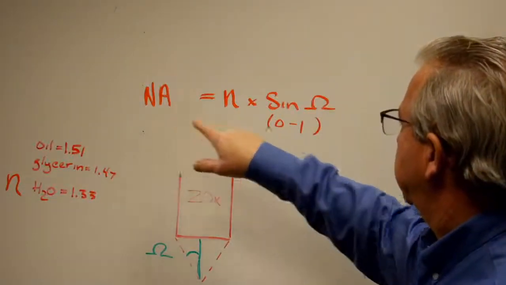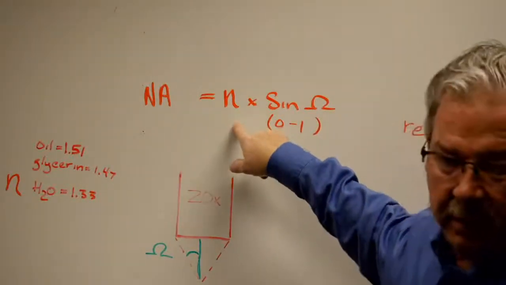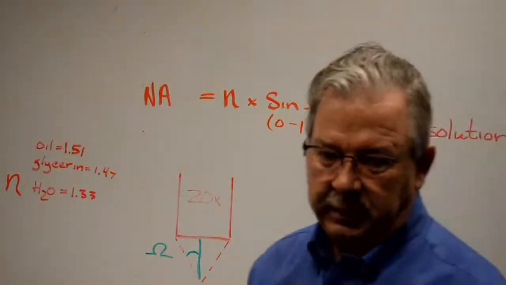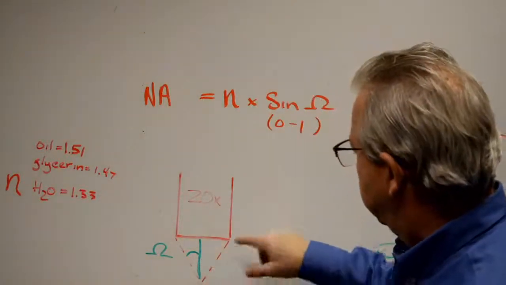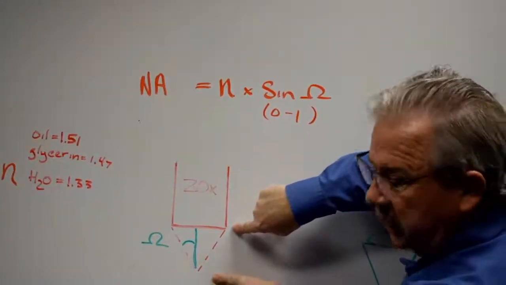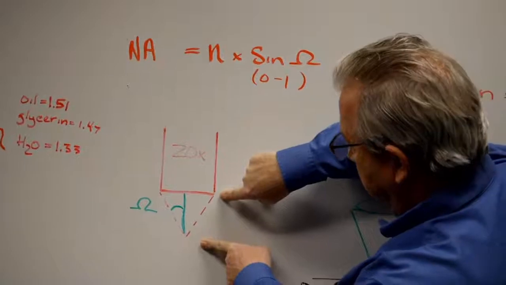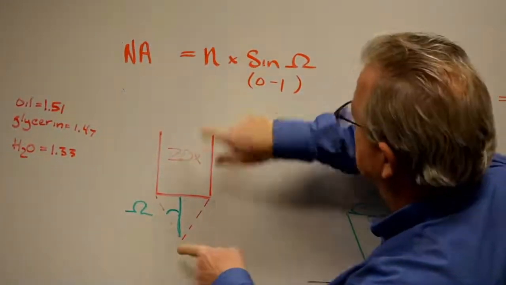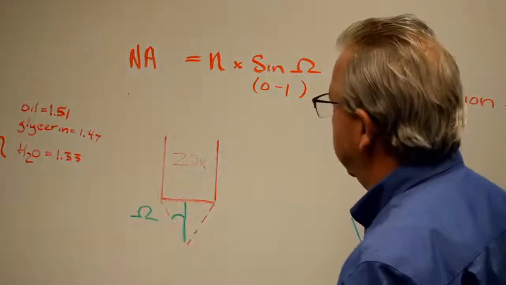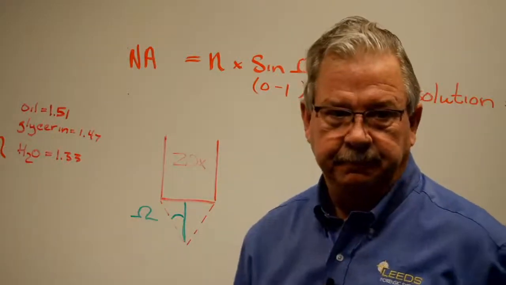So numerical aperture is equal to the media I'm looking through times the sine function. Basically, again, what we're saying is whatever's lying between here and here on the objective, assuming the objective was designed to work with that media, is going to be n. And the sine function, again, is going to go between 0 and 1.